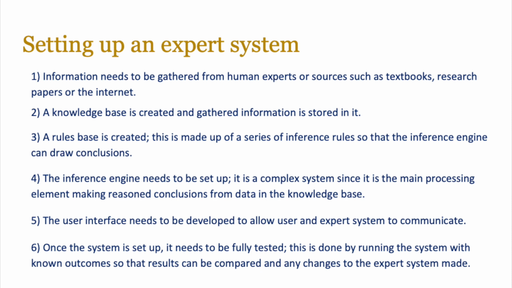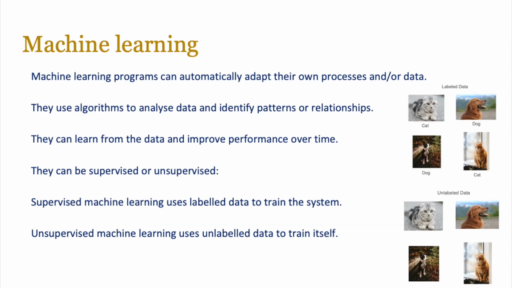Okay, that's all there is to expert systems. We also need to know a bit about machine learning. Now, we looked at that in brief form in the last lesson, so we're just going to delve into it in a bit more depth. Machine learning programs can automatically adapt their own processes and/or data. They use algorithms to analyze data and identify patterns or relationships. They can learn from data and improve performance over time. They can be both supervised or unsupervised.